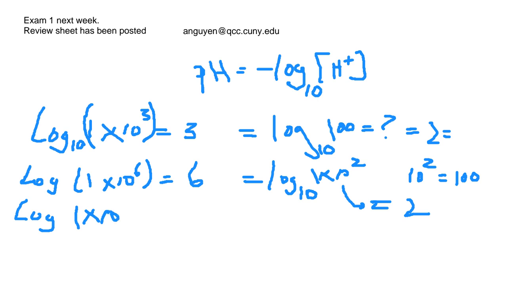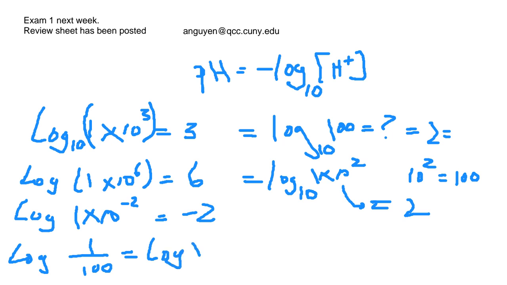What is the log of 1 times 10 to the minus 2? Negative 2. Good. So negative 2 is the same thing as saying, what is the log of 1 over 100? 1 over 100 is the same thing as 10 to the minus 2. So what is the log of 10 to the minus 2? It's minus 2.